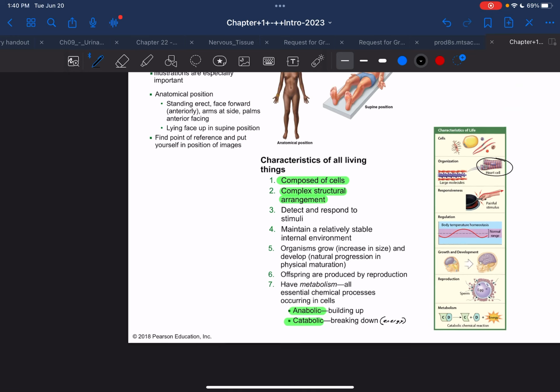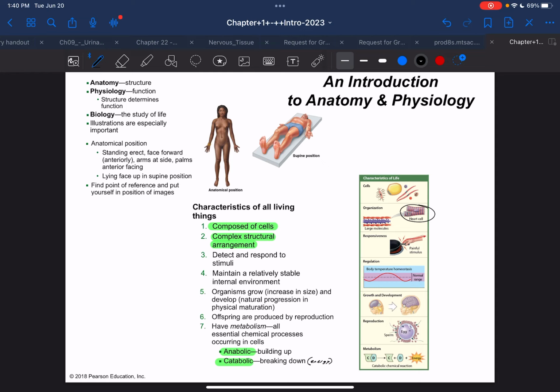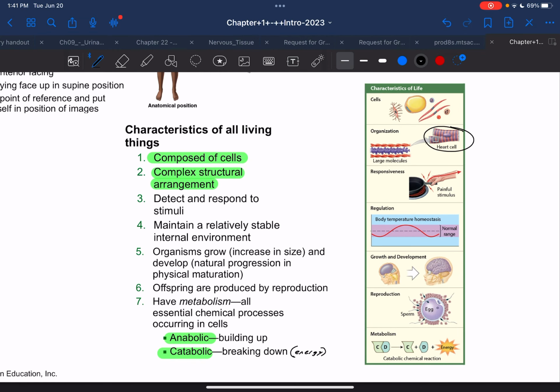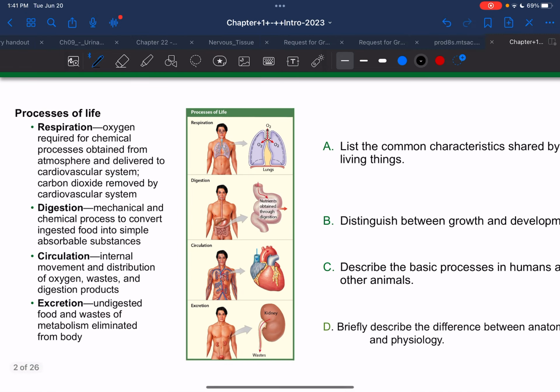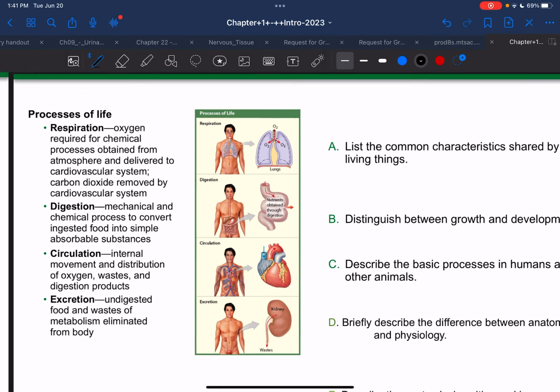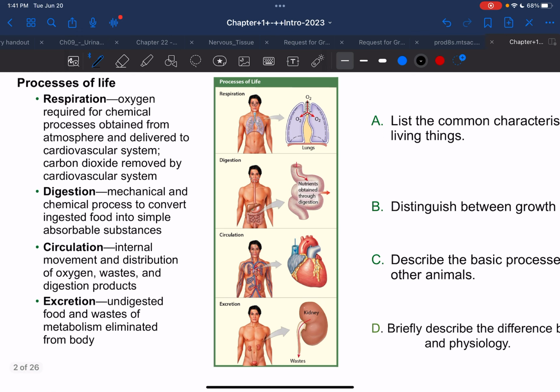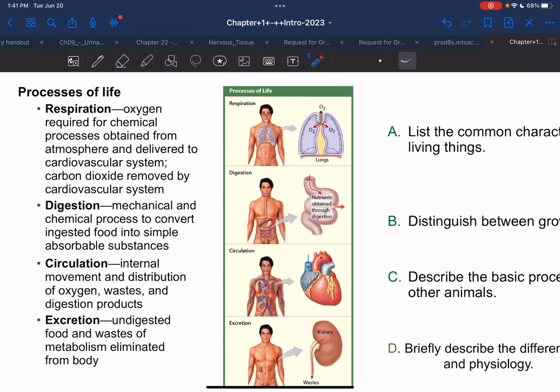So make sure you know the 7 characteristics of life, that you just understand them easily, because I promise I don't make these any trick questions. I kind of might try to make those obvious. Those are the easy points. And next, some processes, specifically with humans, it'll be a little bit easier. We have respiration, digestion, circulation, and excretion.